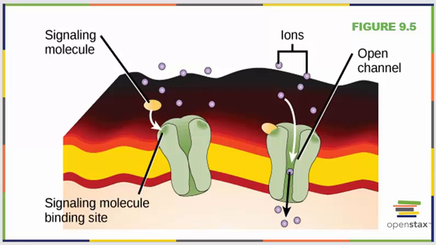Gated ion channels form a pore through the plasma membrane that opens when those signaling molecules bind. The pore then allows the ions to flow into or out of the cell, as I mentioned, at a nice controlled rate, depending on the needs at that particular moment.